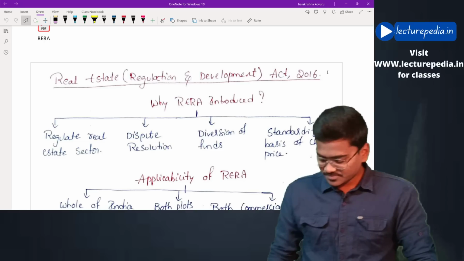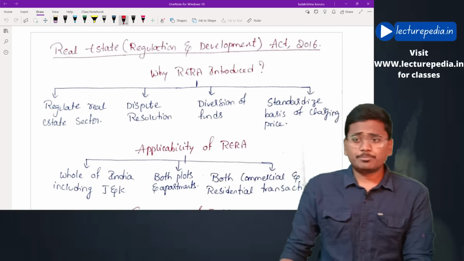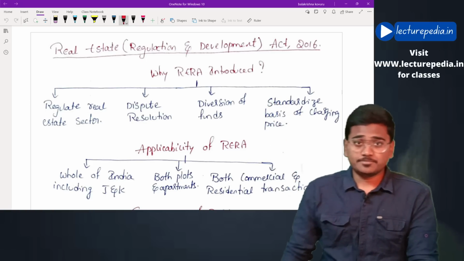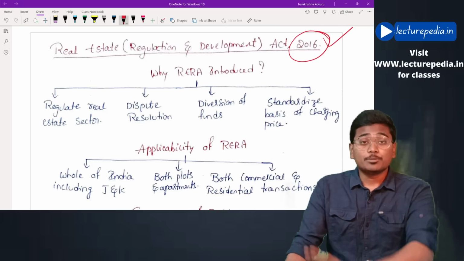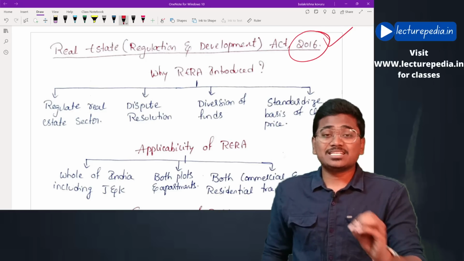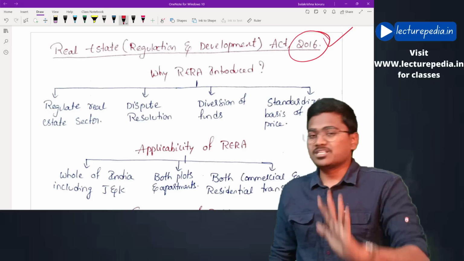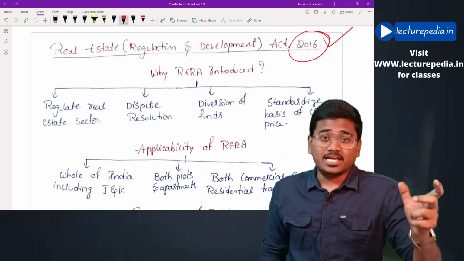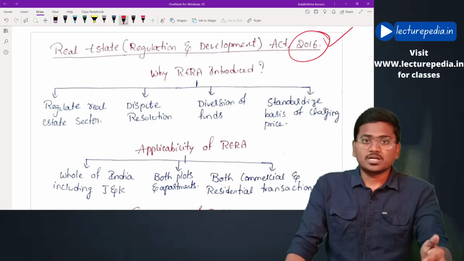Now, Real Estate Regulation and Development Act 2016. If you observe 2016, that means before 2016 there was no law regulating the real estate sector. Okay. It was in 2016 for the first time an act to regulate real estate transactions was brought into effect.